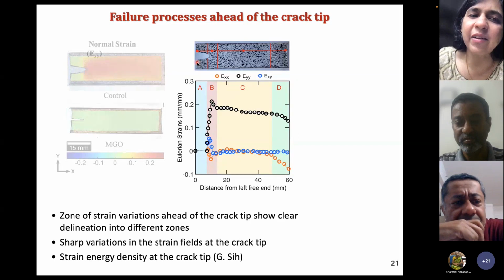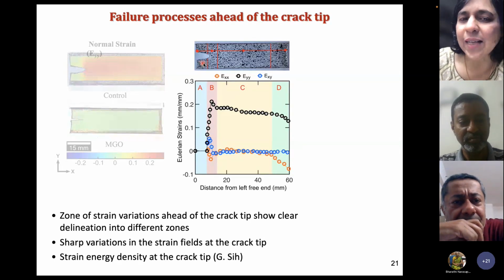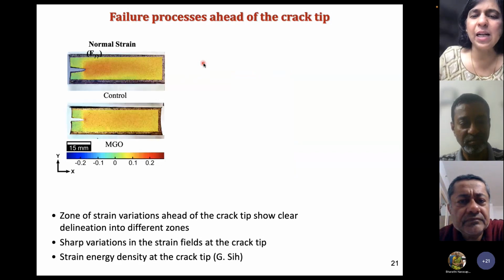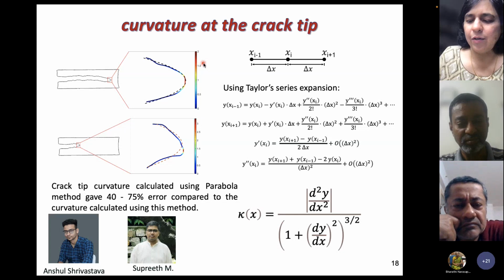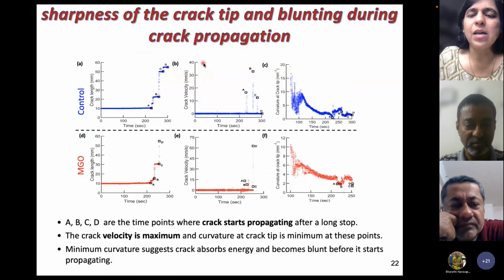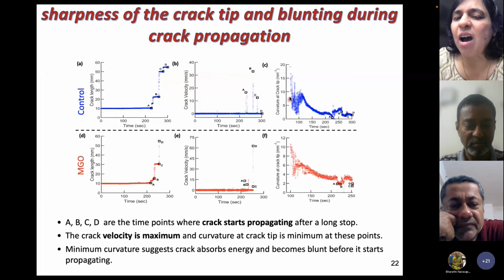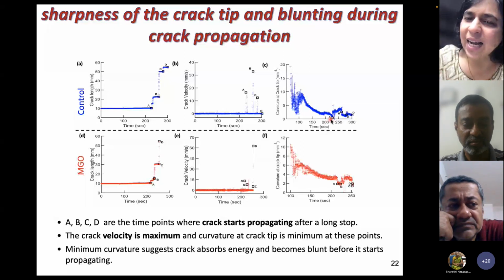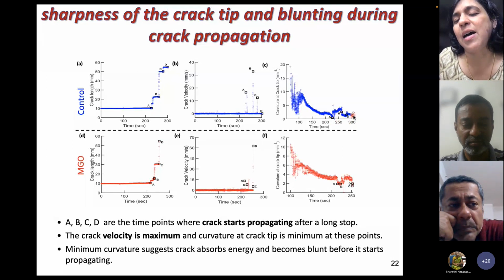So I want to say it starts like a very sharp crack because we've used a razor blade to notch it. It's very sharp. And when it propagates, I'll show you the graph of kappa. Yeah, so the curvature is very high when it starts out. Then as it goes through time, it drops to its minimum value. Again, you see the curvature increase, which means that as soon as it has run inside the sample, it's again sharp. Then again, it goes through its blunting at various time points.